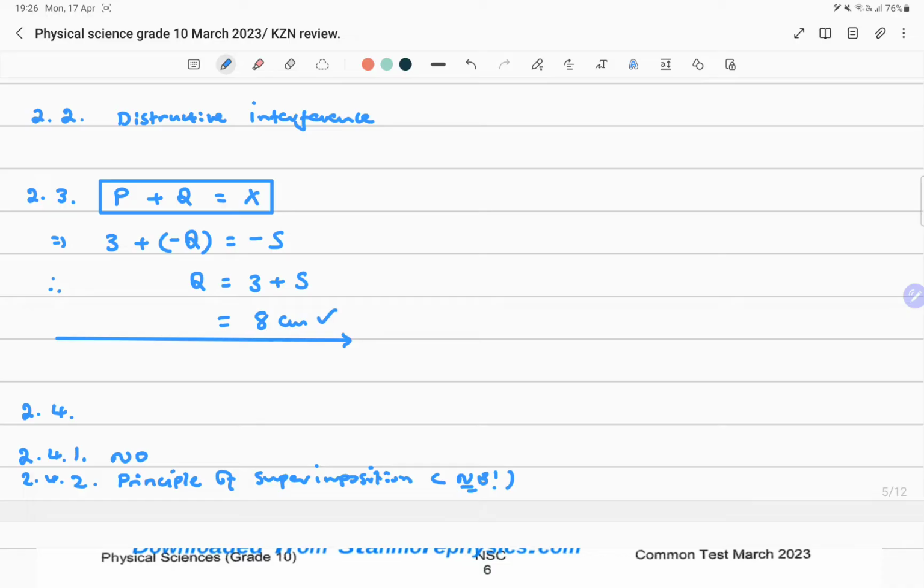All right. So that is the principle of superimposition of waves. Maybe let's just even state that we're applying this in waves. Move here.